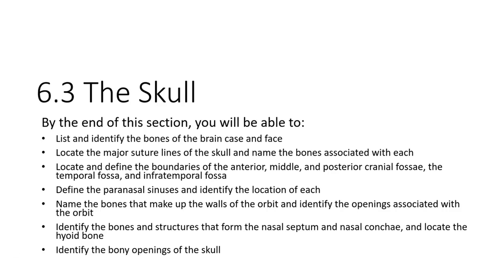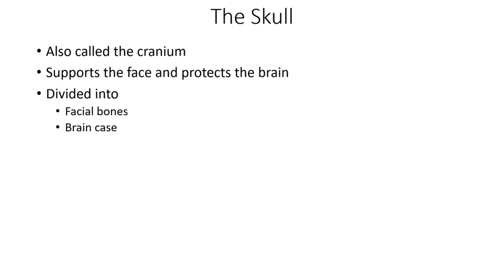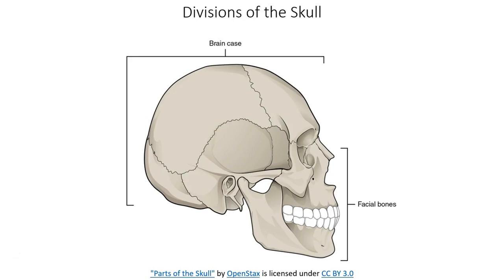Alright, so we're just going to briefly go over the skull because this will be covered in more detail in lab next week when we start our second unit. So the skull is also sometimes called the cranium. Its job is to support the facial structures and to protect the brain, and so it's divided into the bones of the face or the facial bones, and then the brain case or the cranial bones. Alright? So brain case, cranial bones, this is going to house the brain primarily, and then facial bones are forming that face and helping to support some of those muscles that we use to move our mouth and eyes and things like that.